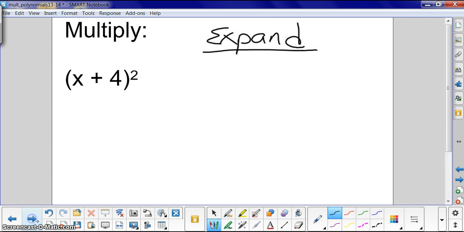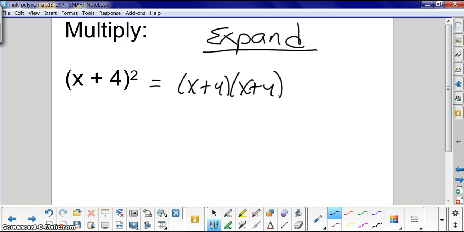All right, moving on. Sometimes you see the directions for multiplication as simply multiply. Sometimes you see the directions as expand, and that would be the directions when you're just given a polynomial and then raised to an exponent. So here we're asked to expand the quantity x plus 4 squared. So we should know that this is equal to x plus 4 times x plus 4.